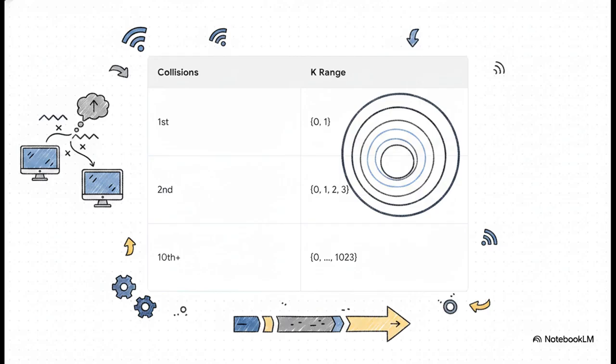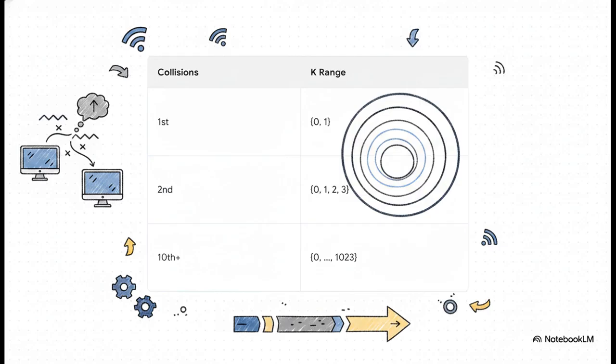Let's break down the math. After a collision, let's call it the mth collision, a host picks a random number, let's call it k, and it picks k from a range of 0 to 2 to the power of m minus 1. So after your very first collision, you randomly pick a 0 or a 1. But let's say you randomly pick the same number and collide again. The range expands. Now you're picking from 0, 1, 2, or 3.